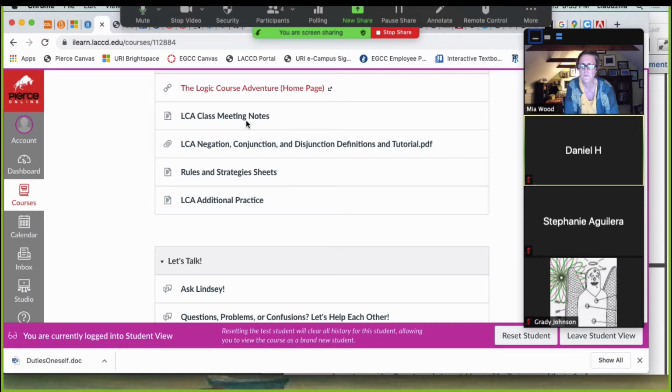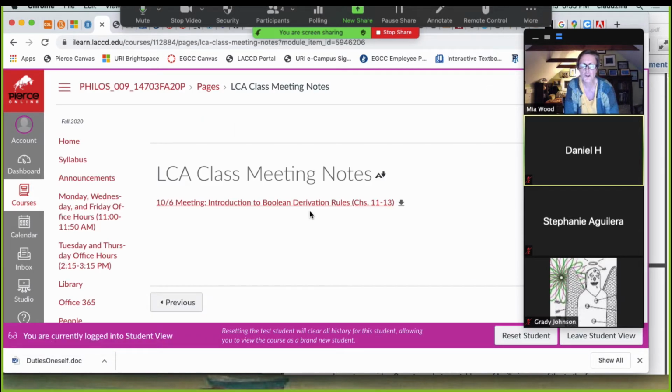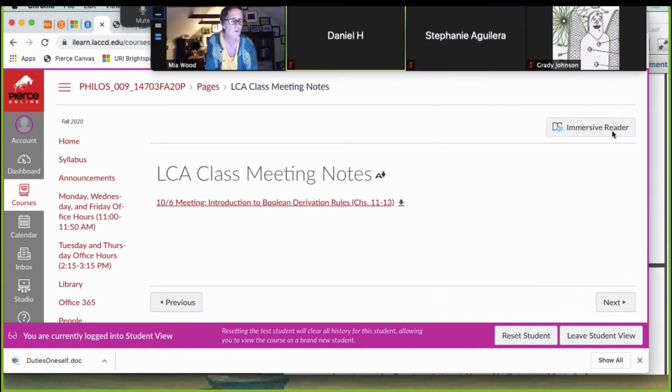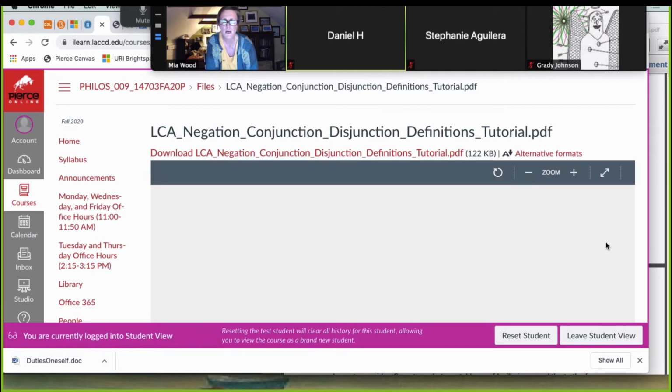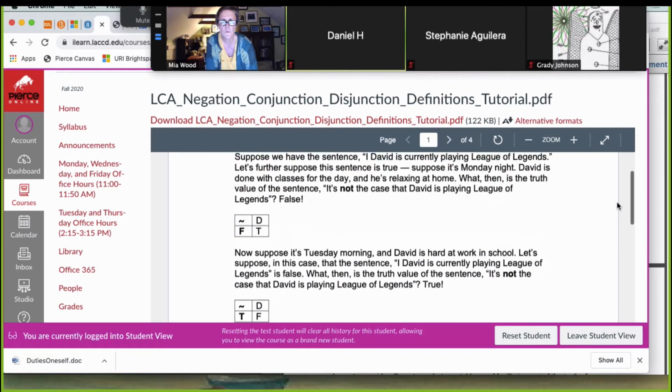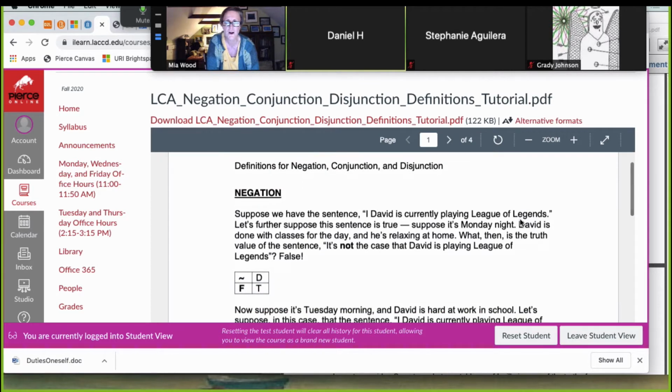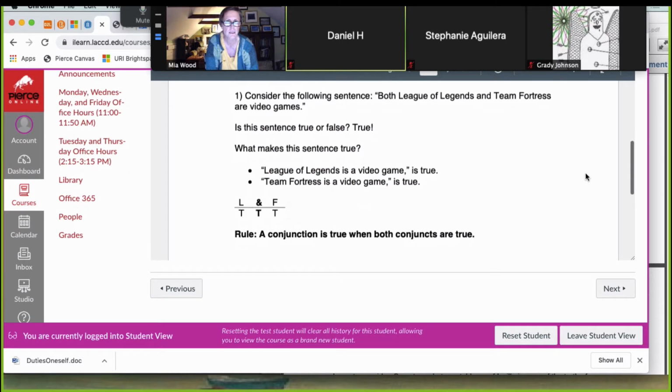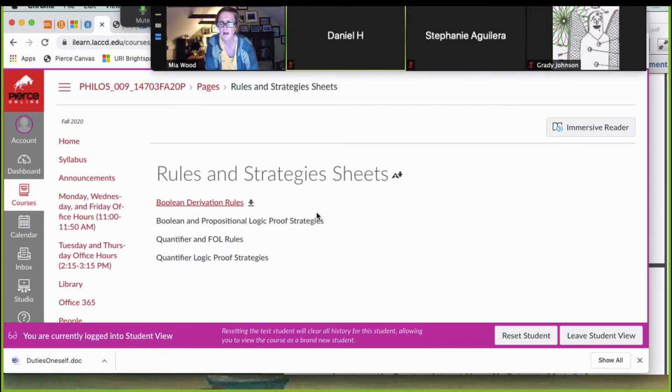One is the class meeting notes, which, as you know from last week, I used a tablet whiteboard to write out derivations. And prior to that, we were doing some work on truth tables and so forth. All that whiteboard stuff is in a document here. If we continue on, we've got a tutorial on our definitions for negation, conjunction, and disjunction. And then the next page is devoted to rules and strategy sheets.